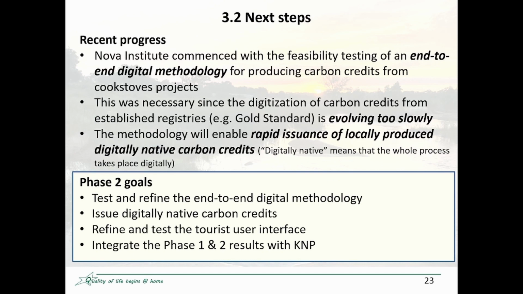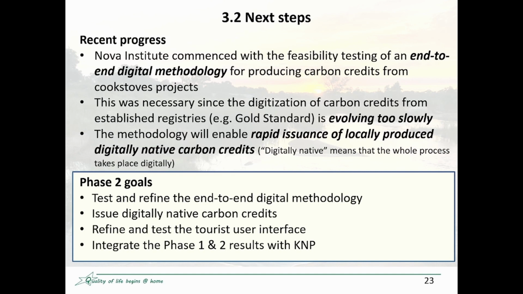So the recent progress: Nova Institute has commenced with the feasibility testing of an end-to-end digital methodology for producing carbon credits. The reason why we had to do that is that the current standards are moving too slowly in terms of the capability of actually transferring these types of credits on a blockchain, which is necessary to use the latest technology. So this methodology will enable the rapid issuance of locally produced digitally native carbon credits. Digitally native here means that the whole process takes place digitally.